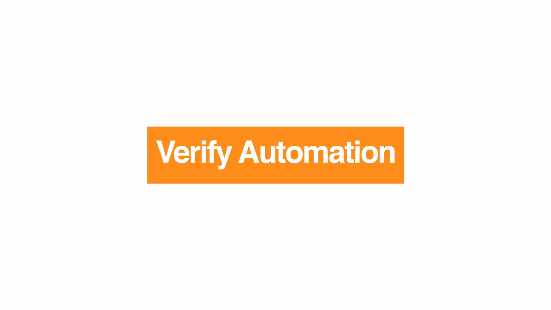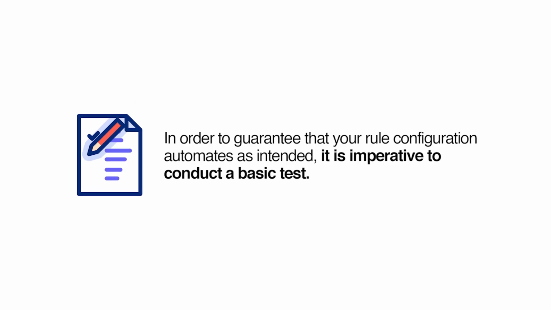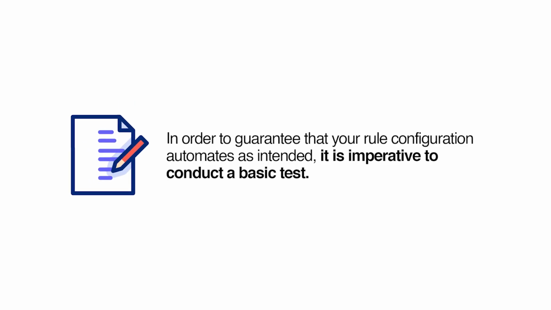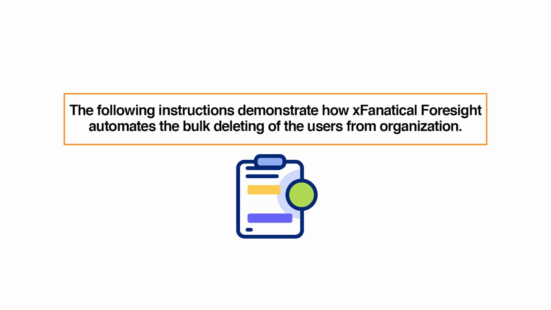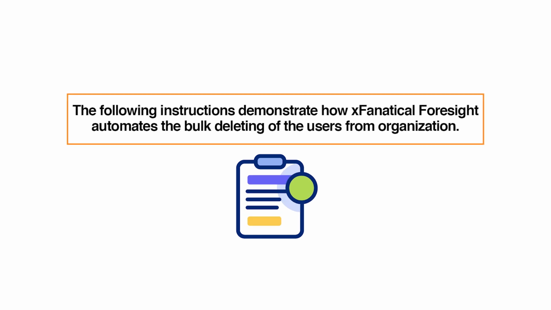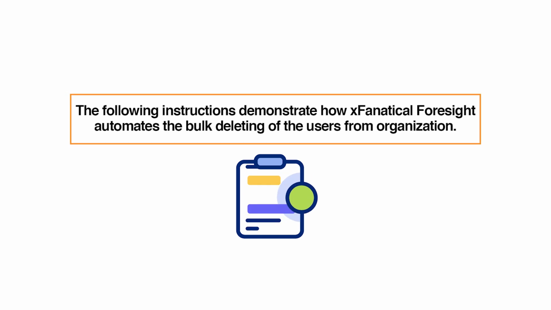Verify automation. In order to guarantee that your rule configuration automates as intended, it is imperative to conduct a basic test. The following instructions demonstrate how xFanatical Foresight automates the bulk deleting of the users from the organization.